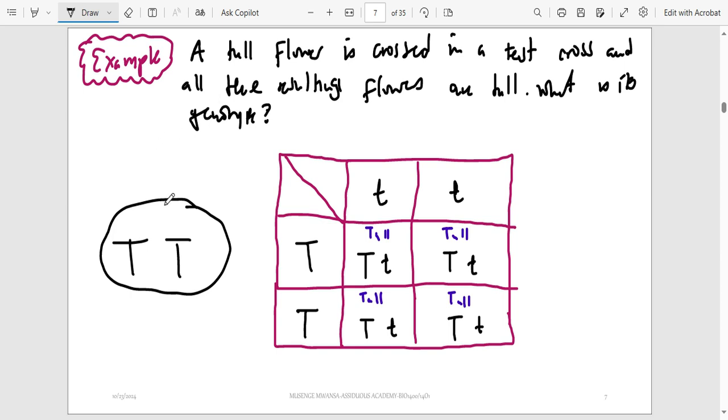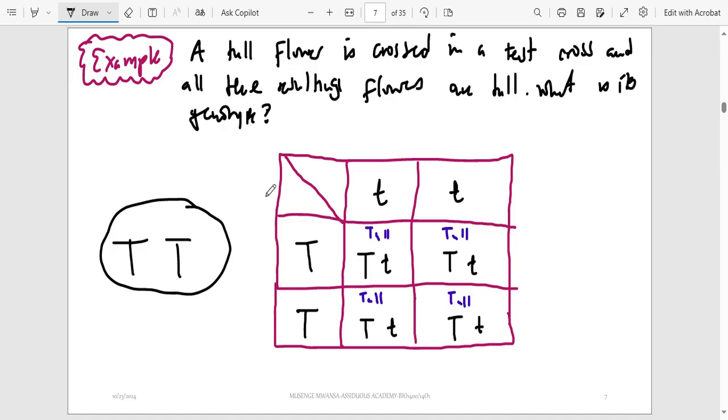This is the genotype of the flower. So we started with the offsprings that we had, and then we were going in the backward direction, and then we determined the offspring of the one that we used to cross. Okay, hope that is clear.